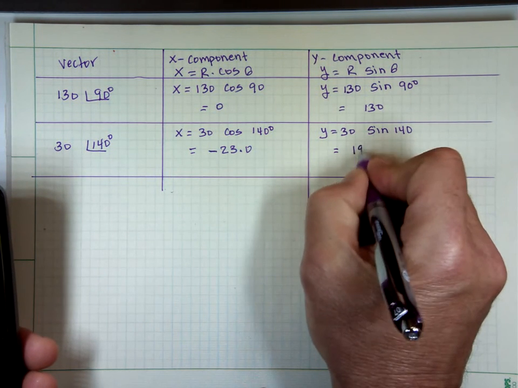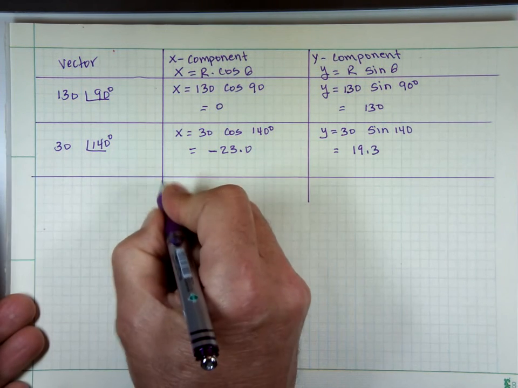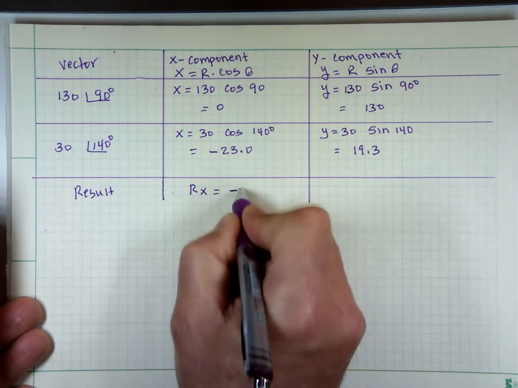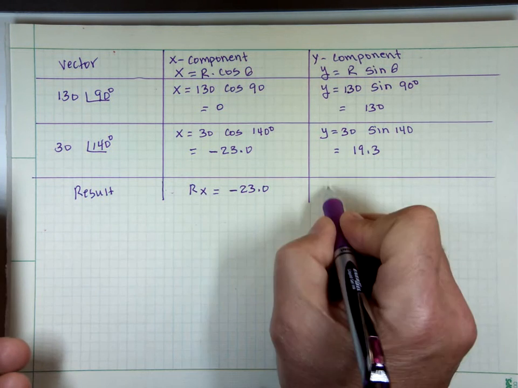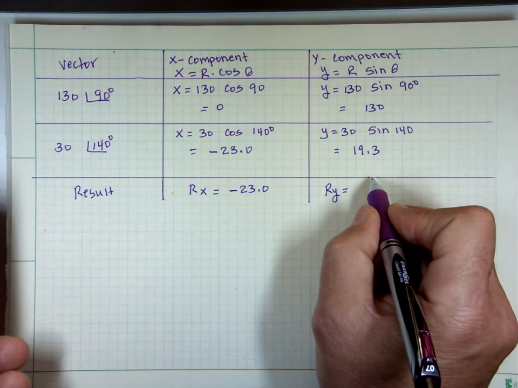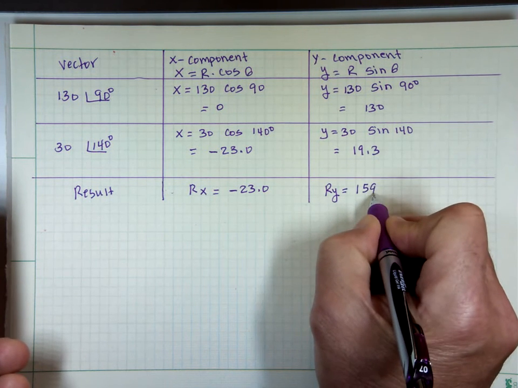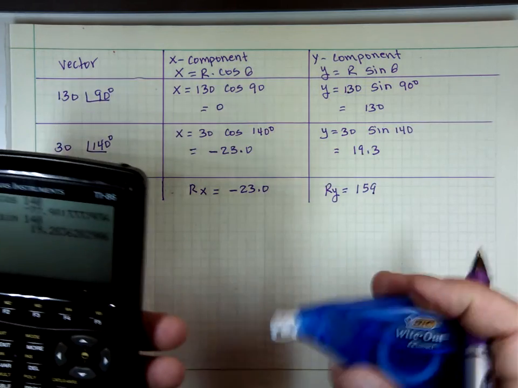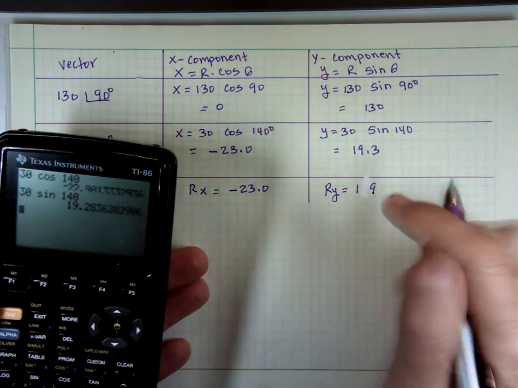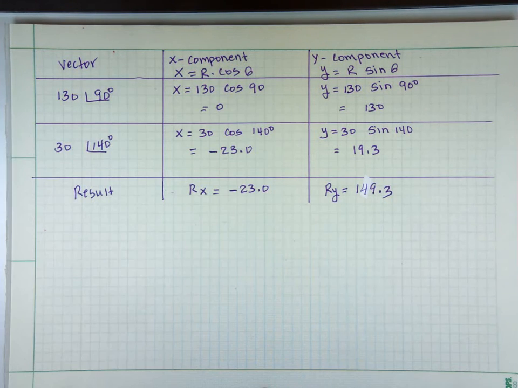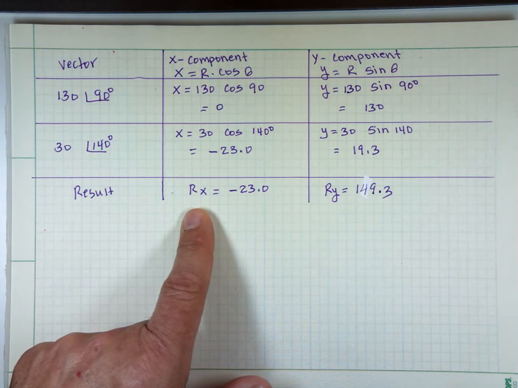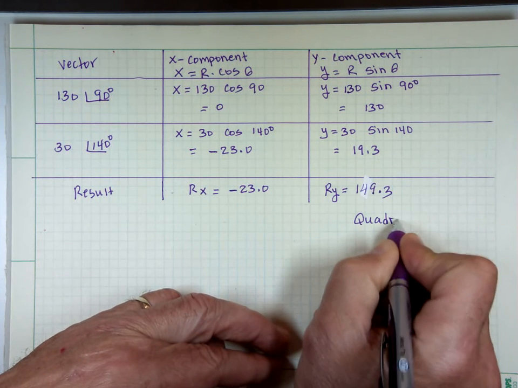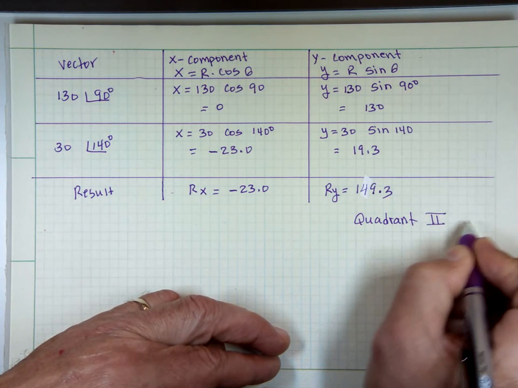Now let's add them. The result in the x direction is negative 23. The result in the y direction is what? Positive what? 159.3? 149, right? 149.3, not 59. Notice I can tell you which quadrant I'm in without a graph. X is negative, y is positive. Which quadrant? Quadrant 2. I have to add 180 degrees to theta. I know that. I don't have to graph it.